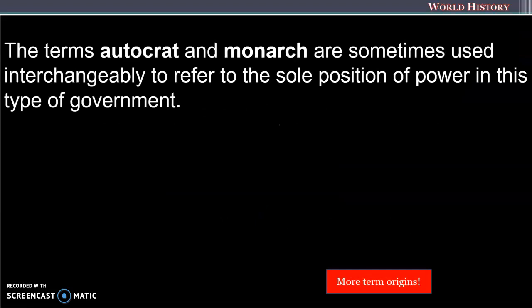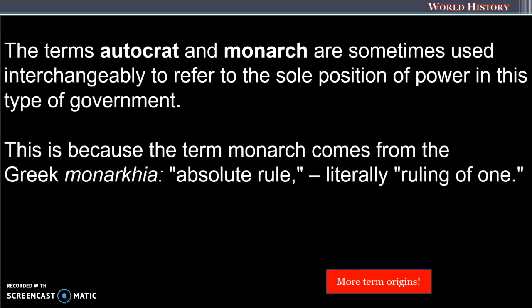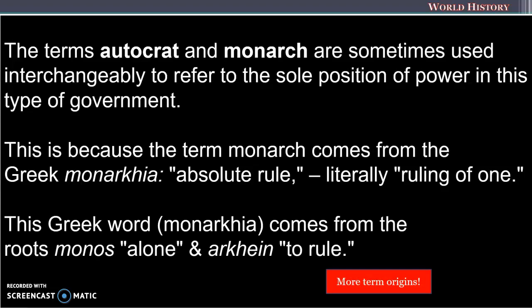The terms autocrat and monarch are sometimes used interchangeably to refer to the sole position of power in this type of government. This is because the term monarch comes from the Greek monarchia, or absolute rule, literally ruling of one. The Greek word monarchia comes from the roots monos, alone, and archein, to rule. So you can see some of the roots behind autocrat and monarch. Many times these things can be seen interchangeably, but you know that there is a difference.